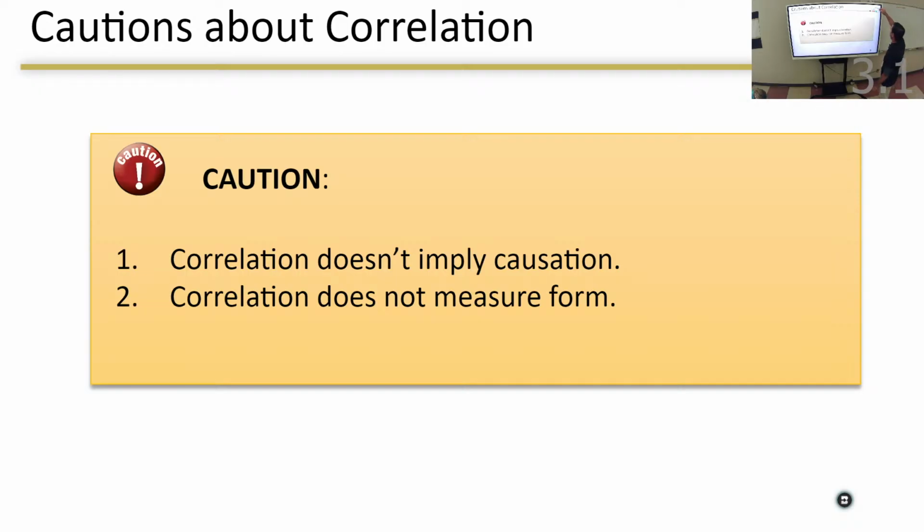So this is where my kids Friday had some issues with this statement. And I see why, and they were really asking great questions, and I predict the same thing's going to happen with you guys. So let that soak in for just a second. Correlation does not measure form.